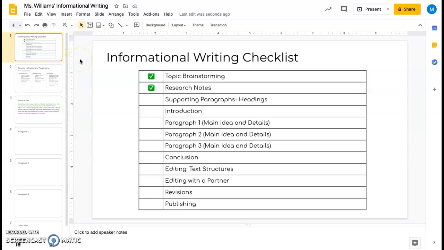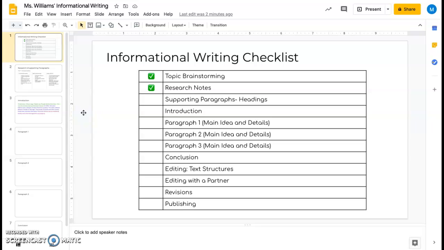Hey fifth graders, I just wanted to show you quickly how we're going to be using Google Slides to help us write our informational writing paper. So as you can see, I put the checklist on this first page. This is the checklist that we originally had in Notability.